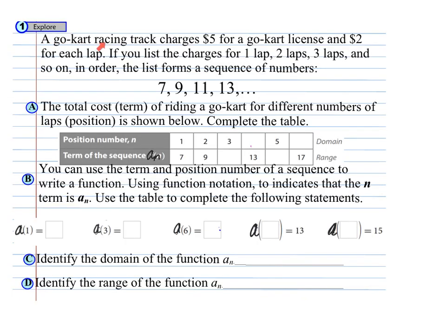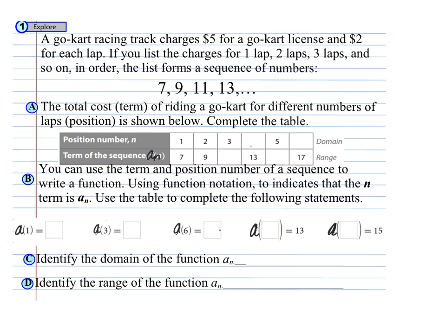This says a go-kart racing track charges $5 for a go-kart license, $2 for the lap. If you list the charges for 1 lap, 2 laps, 3 laps, and so on in order, the list forms a sequence of numbers. This is my sequence of numbers, and the way they got 7 is by going 5 plus that 2. So the go-kart license plus the 1 lap around.